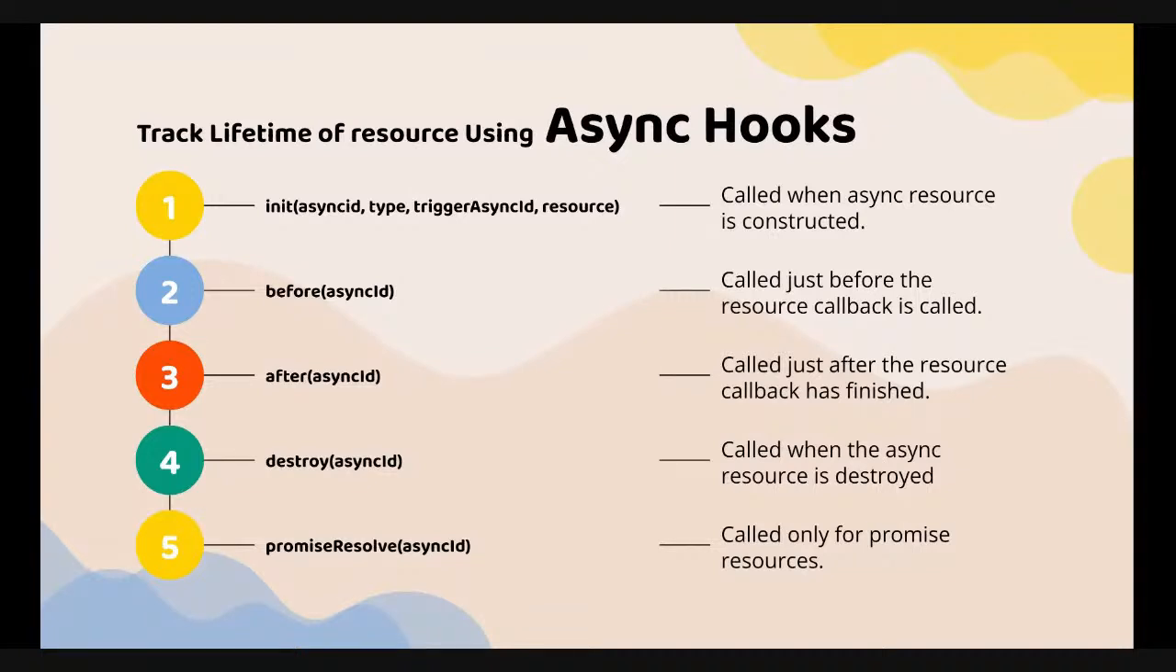The first callback is init. Init is called whenever the async resource object is constructed. Second is before. Before is called just before the callback associated with the async resource is called. After is called after the resource callback has finished its work. Destroy is called before the async resource object is destroyed. And promiseResolve is always related to promises. It is called only for promises.